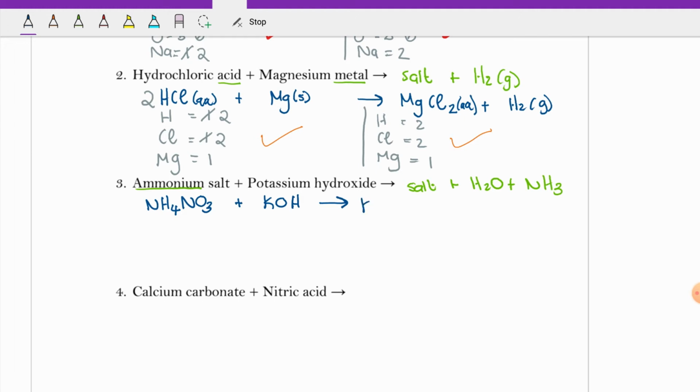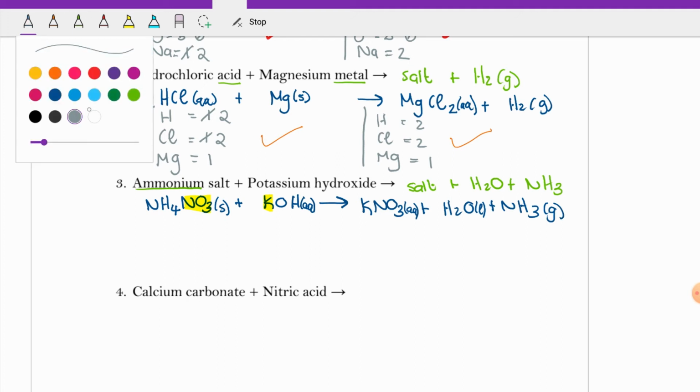And then the salt that will form, remember, double displacement reaction. So this one and this one will go together. So I form potassium nitrate plus water plus ammonia. Okay, so let's say this was a solid, this was aqueous, liquid, and that was a gas. So now we need to go and balance this reaction equation.